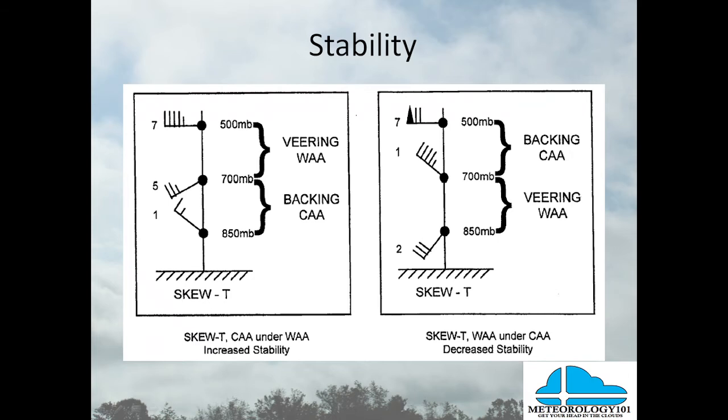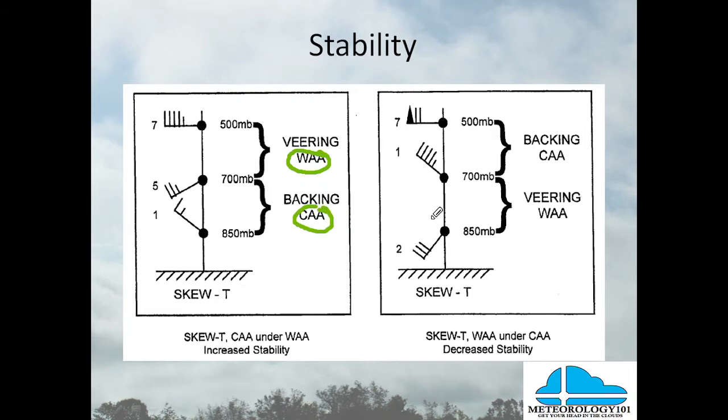So stability, if we look at stability of two different layers, 850 to 700, the winds are backing with height. That indicates cold air advection. And from the 700 to the 500 millibar, the winds are veering with height. So that indicates warm air advection. So we have warm air over cold air. Now we are in a stable environment.